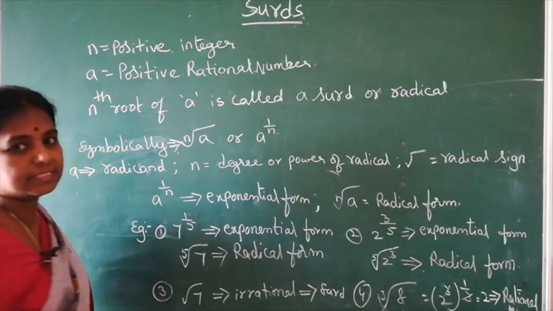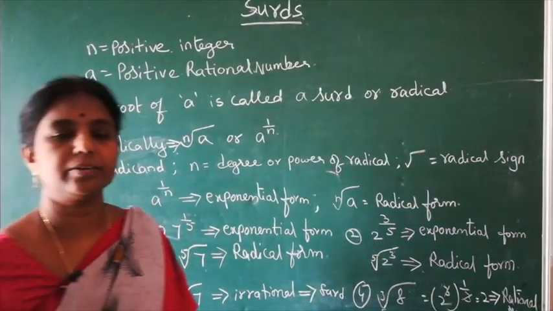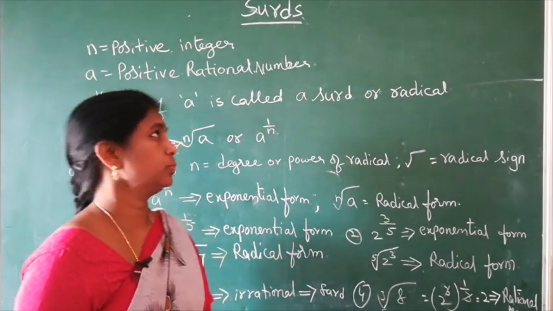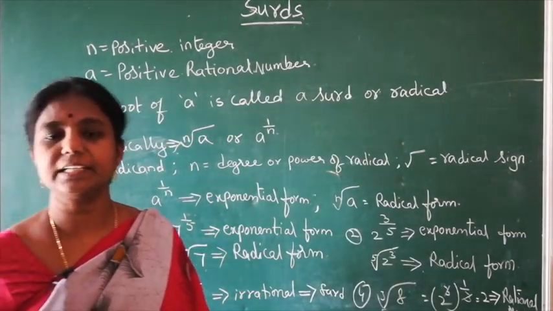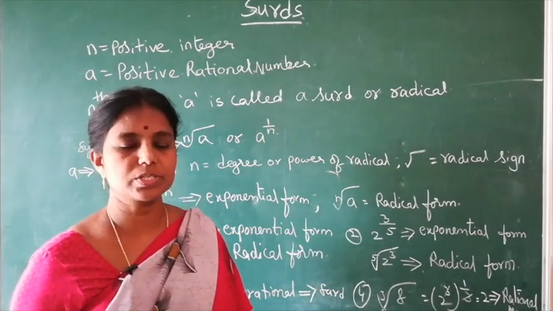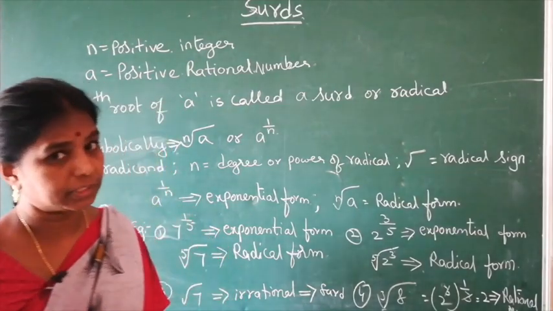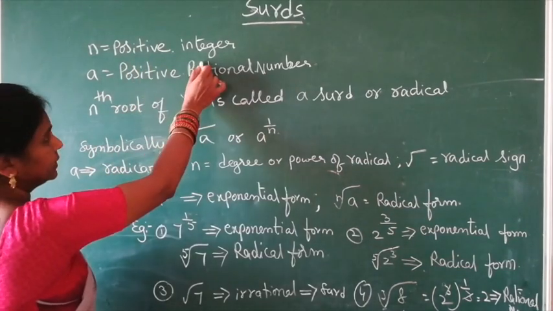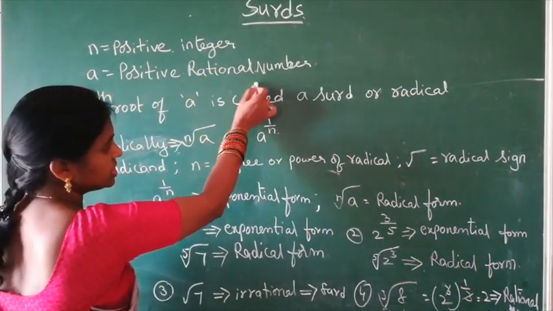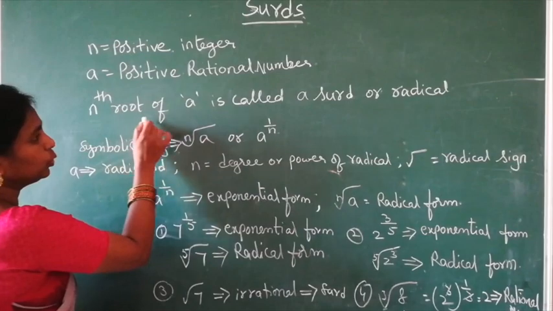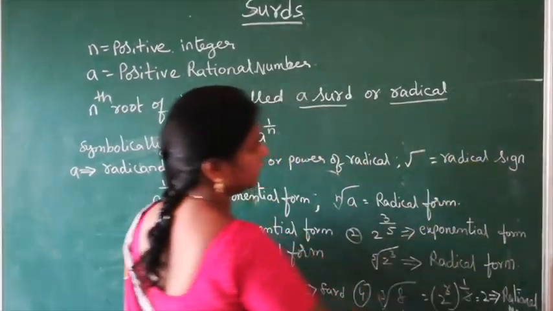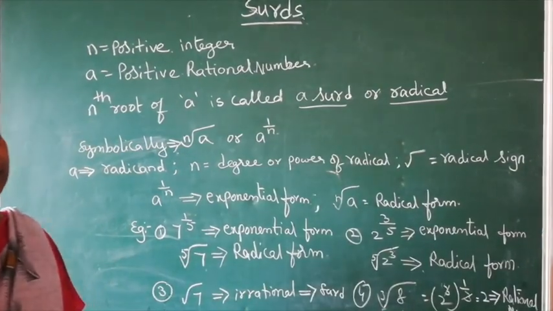Today's topic is surds. We already learnt rational and irrational numbers in the previous exercise. Now, surds are related to square roots, cube roots, fifth roots, like that, related to roots. Suppose n is a positive integer, a is a positive rational number, the nth root of a is called a surd or radical. It has two names, surd or radical.